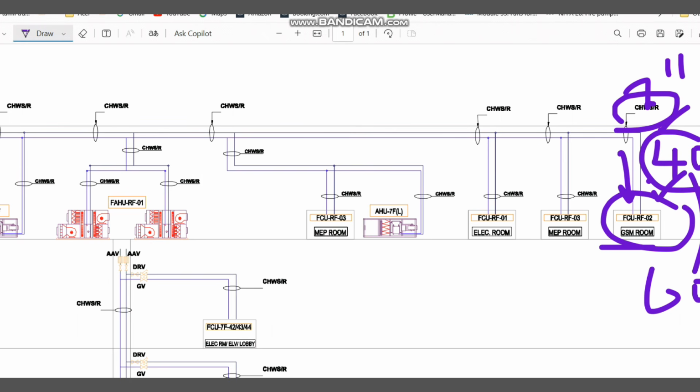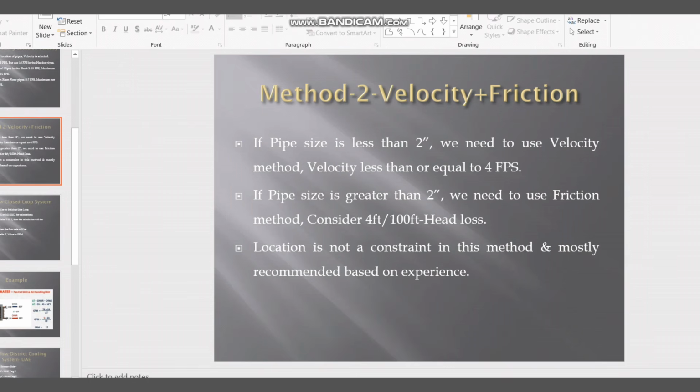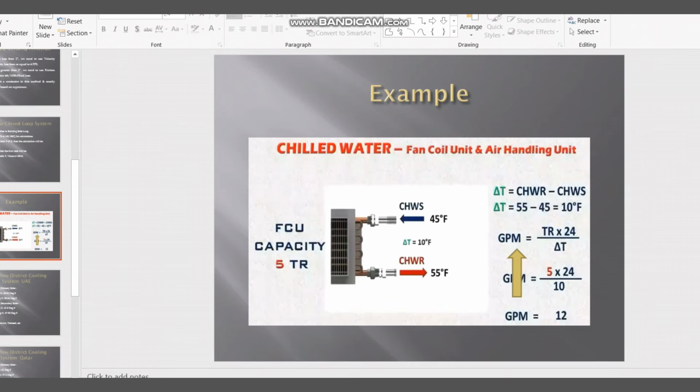Now we need to know this 40 GPM or 60 GPM, how it comes. So there are some formulas we need to understand, the basics. Then we will come to know how this value comes. So here we have a formula: GPM is equal to TR, ton of refrigeration, into 24 divided by delta T.